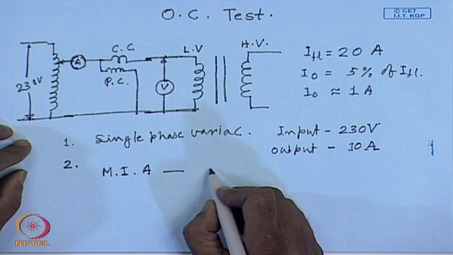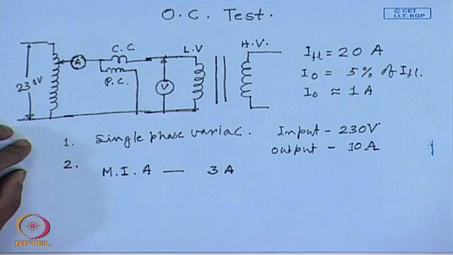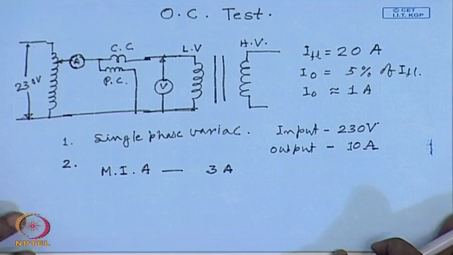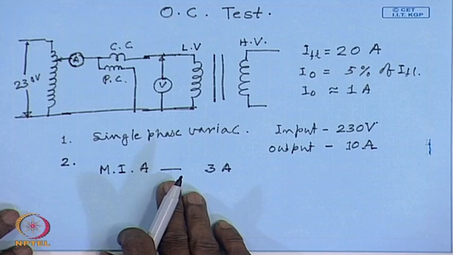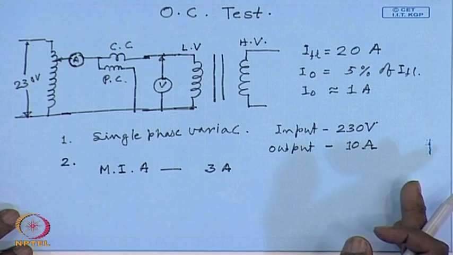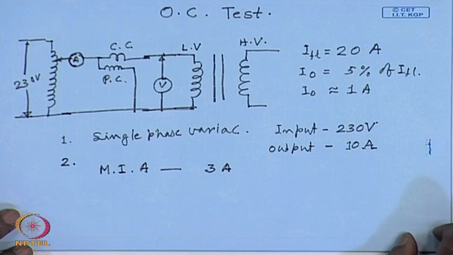So, let us choose something like a 3 ampere rated ammeter for this test, since the same 10 ampere ammeter will possibly give erroneous results. Sometimes meters with multiple ranges are available. For example, we can get an ammeter of 2.5 amperes, 5 amperes and 10 amperes, in which case the same ammeter can be used for both the tests. During the open circuit test, we use the 2.5 ampere range, and for the short circuit test we use the 10 ampere range.